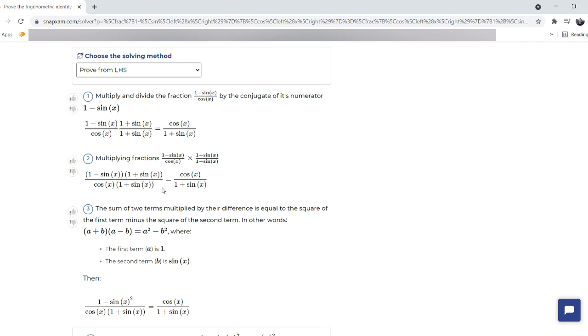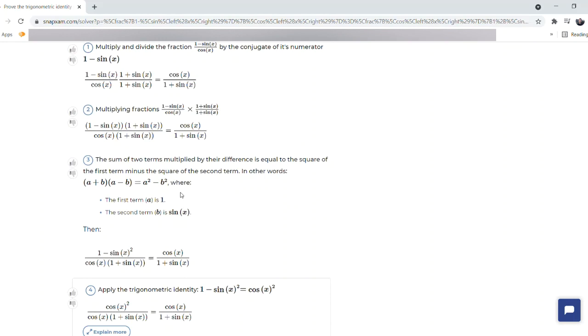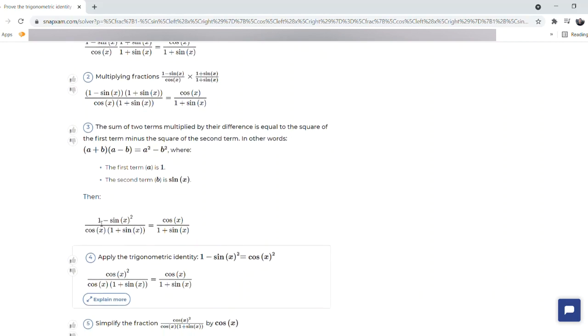Then using algebra, we know that the product of two conjugated binomials is equal to the difference of squares, which means that we have 1 minus sine of x times 1 plus sine of x. The two expressions are equal, but they only change in one sign. Then we can apply the rule that a plus b times a minus b equals a squared minus b squared. So we end up with 1 minus sine squared. Okay, and we leave the denominator the same.